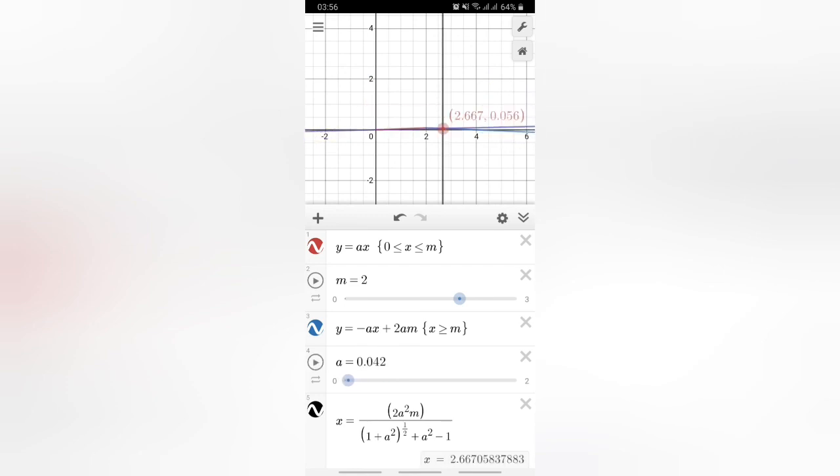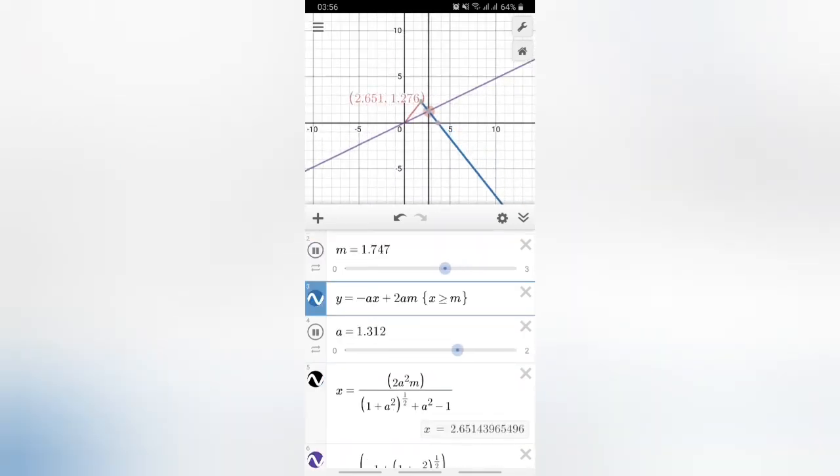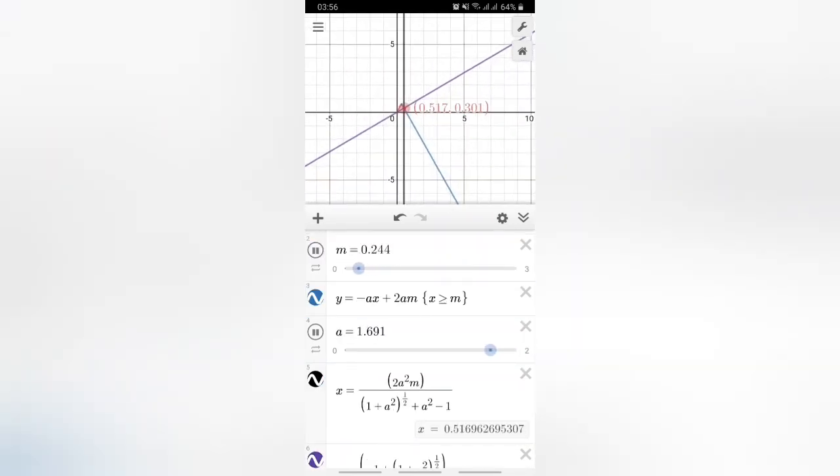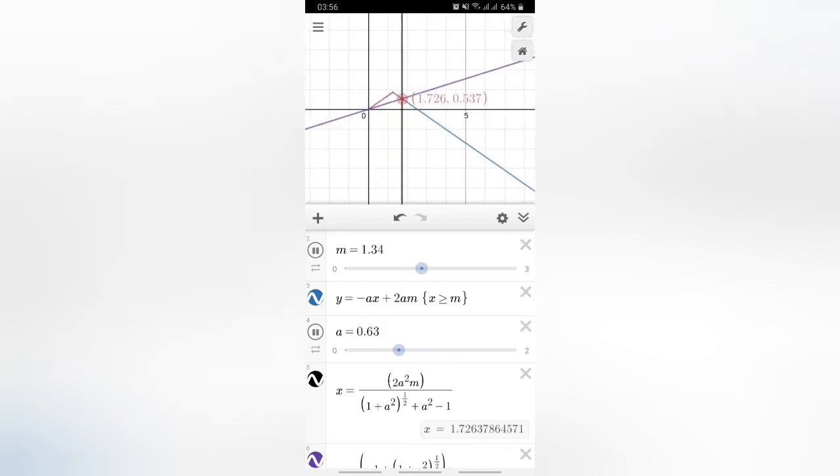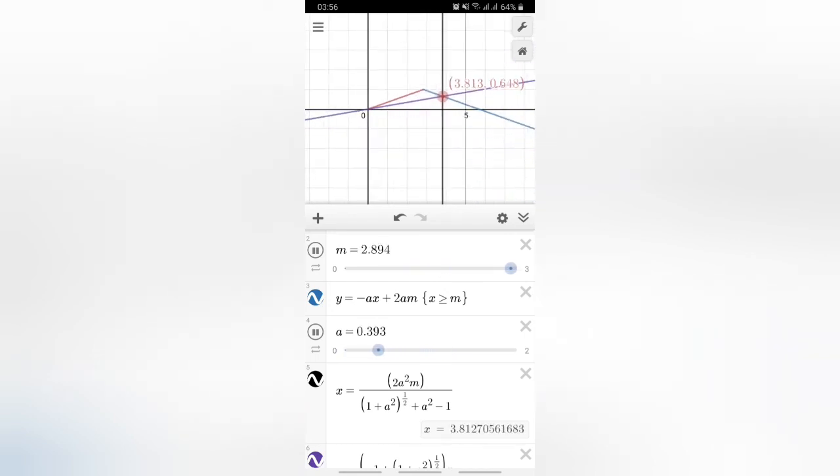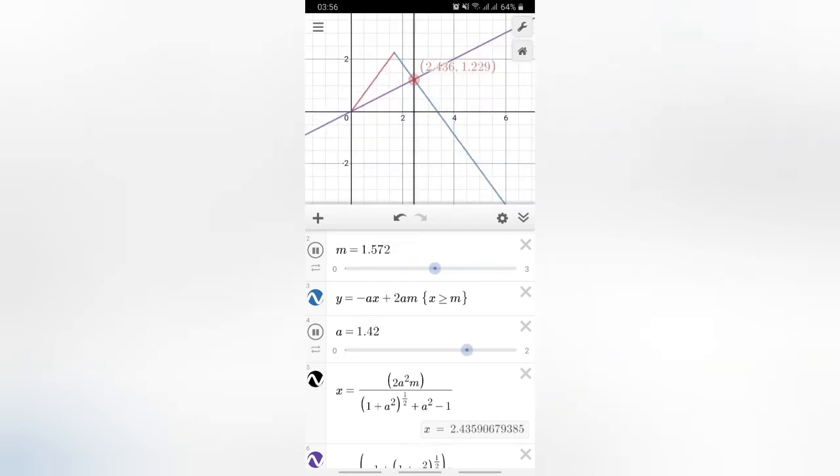You see, 2.666, 4 multiplied by 2, which is m, divided by 3. And you can even make the m go on varying here. You see, as m varies, it varies together. So very nice.